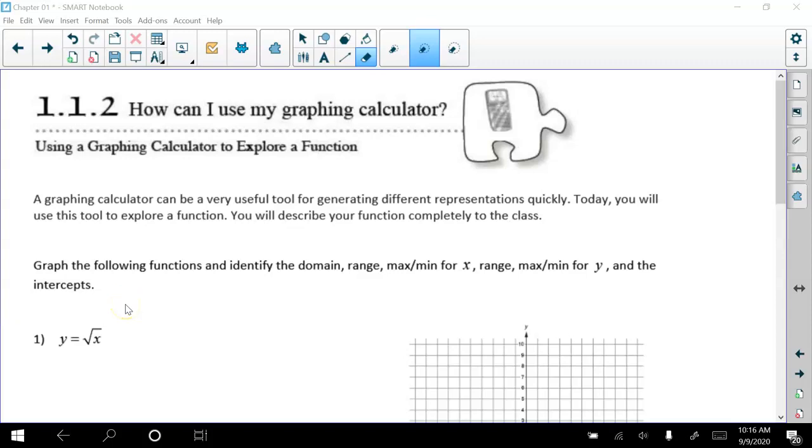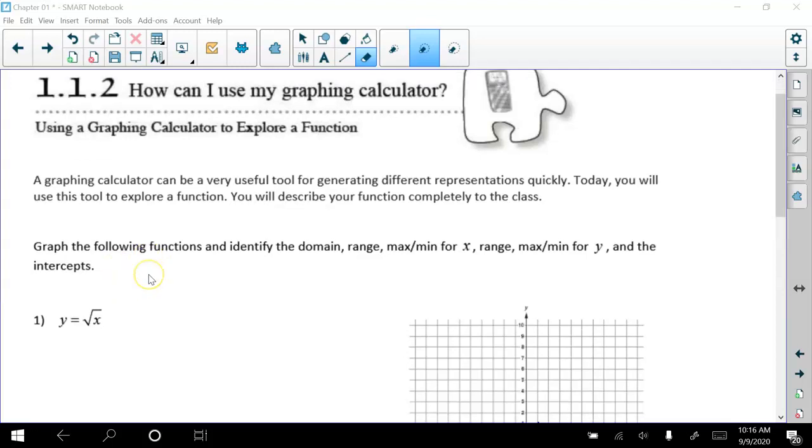Welcome to section 1.1.2. We're going to be working on this section in a couple of different parts. The first part is going to talk about how to use the calculators. So what we're going to do is look at using the TI as well as the Desmos online graphing calculator. Don't forget you can download an app on iOS and Android for Desmos, and I highly recommend if you don't have a calculator to do so.